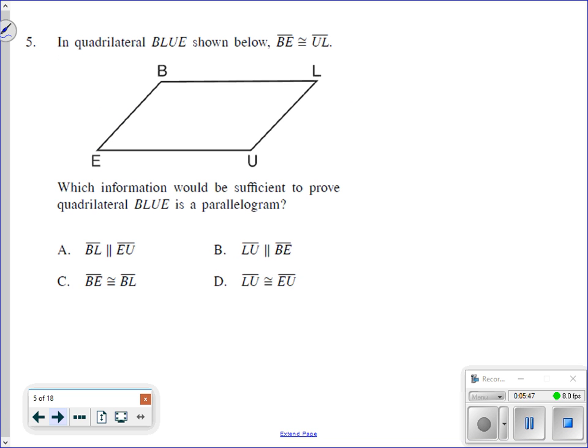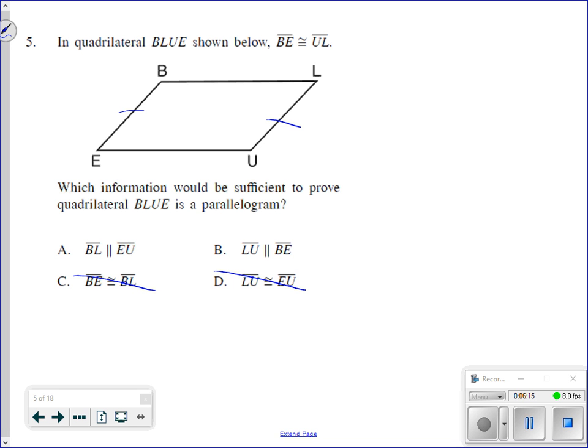In 5, quadrilateral BLUE, they give you BE is congruent to UL. Which information would be sufficient to prove it is a parallelogram? Well, if you look at choice D and choice E, those are giving you two sides that are next to each other. Those are not going to help us. Now we're left with BL parallel to EU or LU parallel to BE.